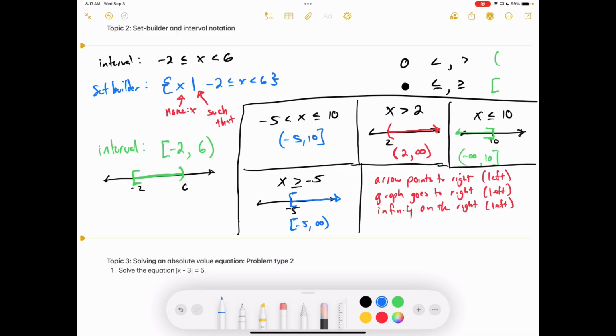And then the other thing that's nice to know is these are always the smaller number then the bigger number, okay? We read left to right, so you put the smaller number on the left, the bigger number on the right. That always works. And then maybe the last thing, infinity always has a parentheses. Okay. You never do a bracket with infinity because you never equal infinity.